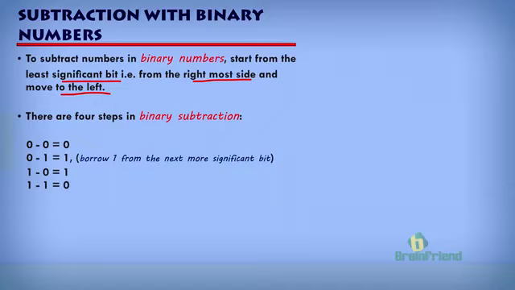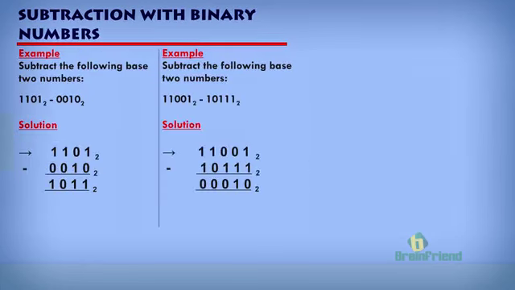Okay, so the 4 steps are: 0 minus 0 will always give you 0. 0 minus 1 will give you 1. Take note here that you are borrowing 1 from the next more significant bit. So you borrow 1. 1 is borrowed. 0 minus 1 will give you 1 in the binary number system. 1 minus 0 will give you 1, and 1 minus 1 will always give you 0. So let's remember that rule.